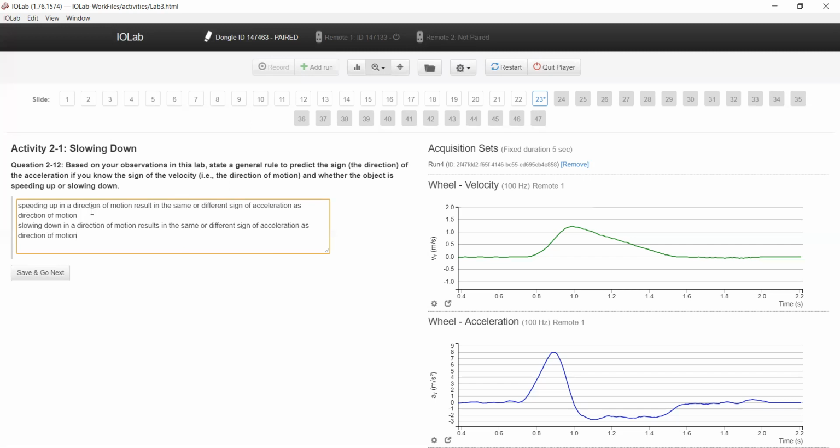The line will look similar, and either you have to remove same or different. So speeding up in a particular direction of motion results in the same or different, and you have to write based on what we have seen so far. We have done it for positive only, but based on that, write the general rule. Go ahead and write the general rule and click save and go next. You have to remove either same or different. Be careful of that. This is not the general rule I have given.